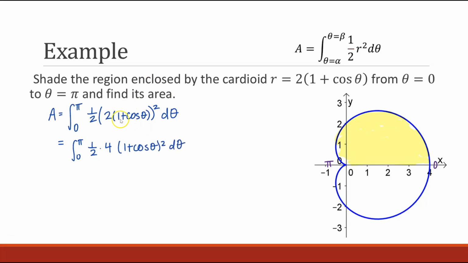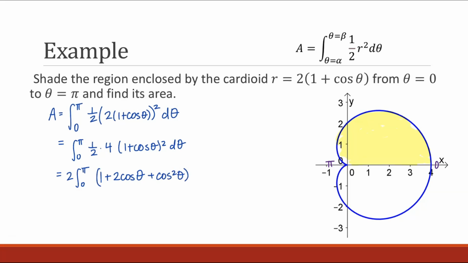So the 2 gets squared and the 1 plus cosine theta gets squared. 1/2 times 4 is 2, and we can pull that 2 out to the front. So 2 times the integral from 0 to pi of 1 plus 2 cosine theta plus cosine squared theta d theta. So I'm distributing out 1 plus cosine theta times 1 plus cosine theta.